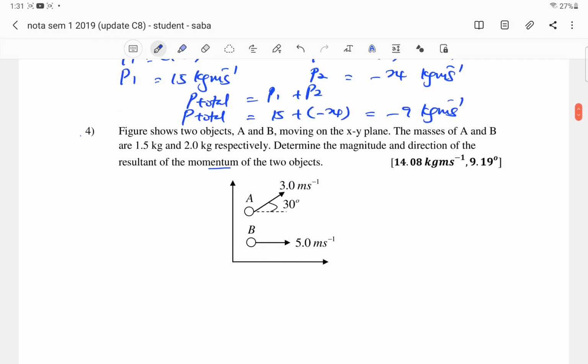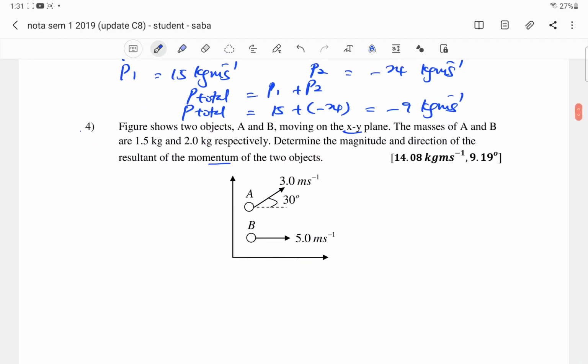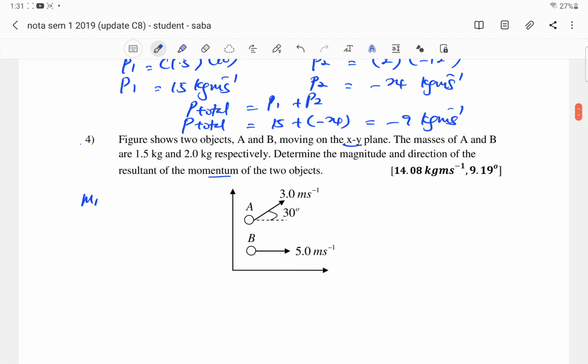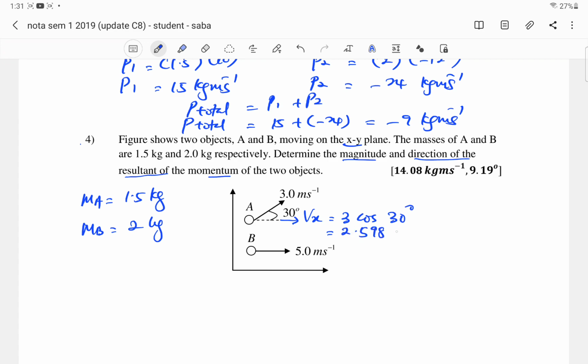Okay, number 4. Two objects A and B moving in the XY plane. Mass A is 1.5 kilogram. Mass B is 2 kilogram. Determine the magnitude and direction of the resultant momentum of the two objects. Okay, so kita dapatkan dulu V. Vx, so 3 cos 30, we have 2.598 meter per second. And then kita cari pula Vy, 3 sin 30. So we got 1.5 meter per second.